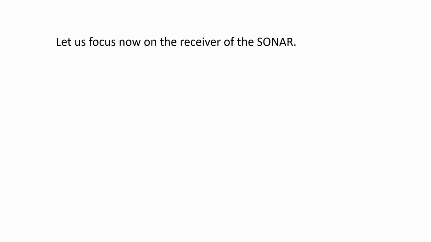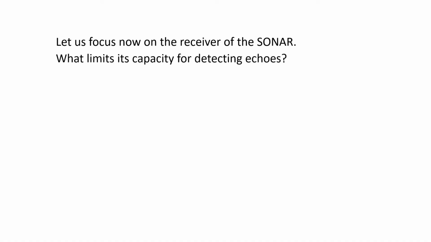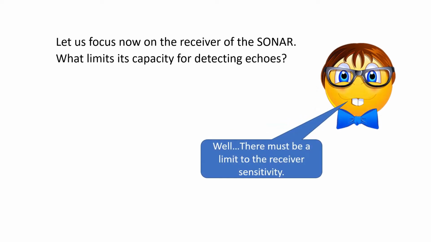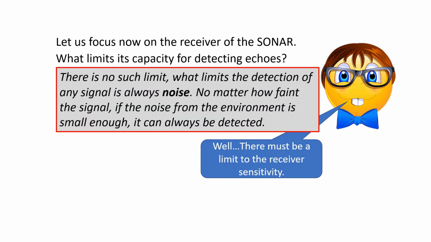Let's focus now on the receiver of the sonar. What limits the capacity for detecting echoes? Well, there must be a limit to the receiver's sensitivity. There's no such limit. What limits the detection of any signal is always noise. No matter how faint the signal, if the noise from the environment is small enough, it can always be detected.